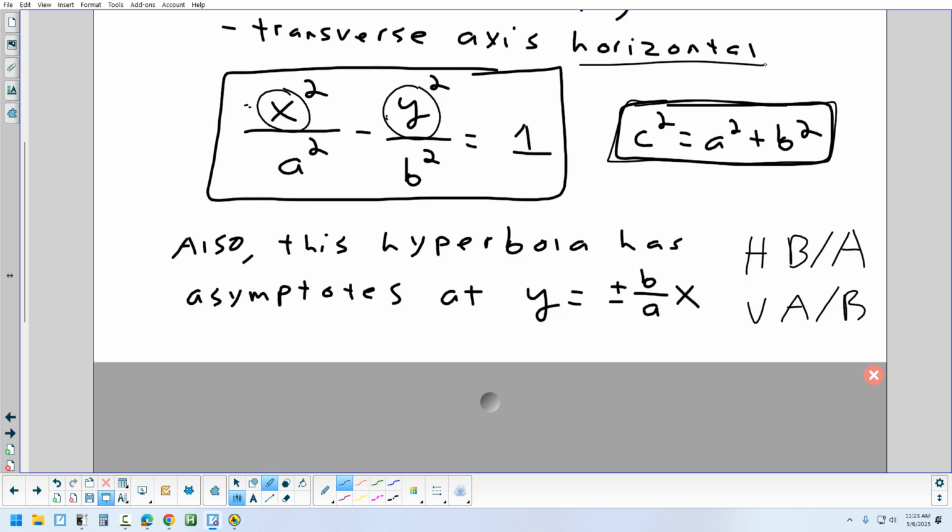All right, so now when you discuss a hyperbola, that's the one extra thing I want you to tell me. I still want to know the center, vertices, foci, direction of the transverse axis, but I also want to know the equation of the asymptotes.